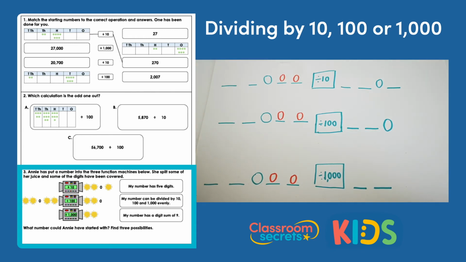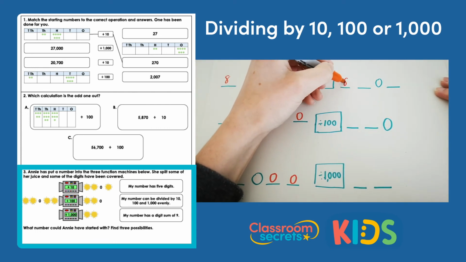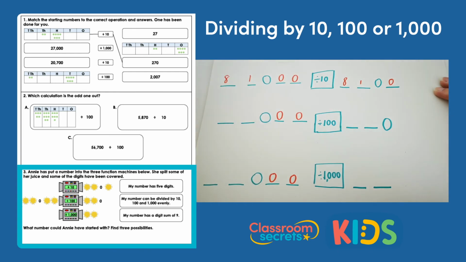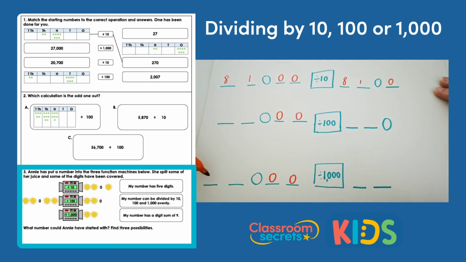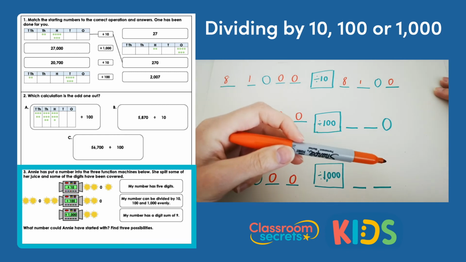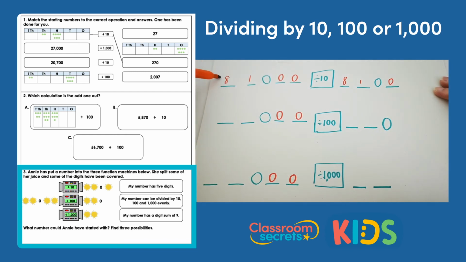So that leaves us with our 10,000s and our thousands numbers to work out. She says that my number has a digit sum of 9. If these 3 numbers are all 0, that means that these 2 numbers must add up to make 9. So we could use 81, or 8 and 1. We could have 81,000. 81,000 divided by 10 leaves us with 8,100. So that could be a number that works. If we did 81,000 divided by 100, we'd end up with 810. And if we did 81,000 divided by 1,000, we'd end up with 81. So that is one possibility.